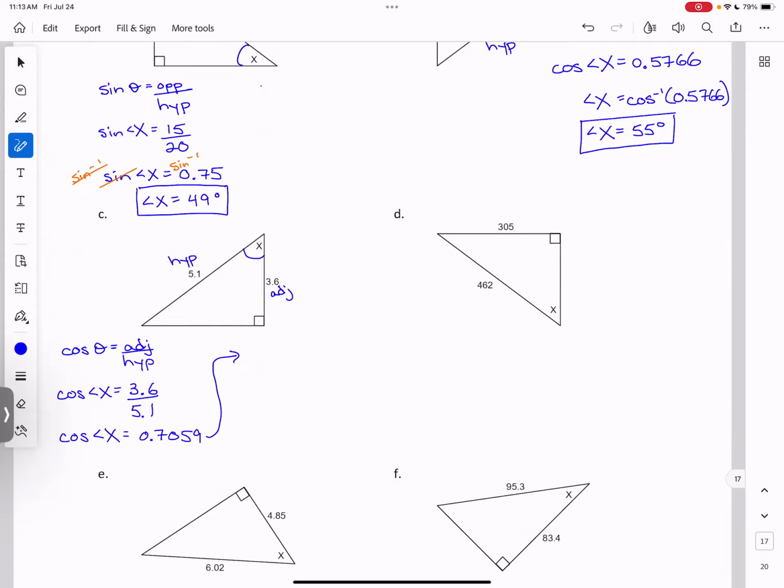And so to find angle x then, I'm going to take the cosine inverse of both sides. So I'm going to take the cosine inverse of that decimal answer. And once again, I just leave the whole thing stored on my calculator to make it very exact. And so I do cosine inverse of my previous answer, and I get 45 degrees to the nearest degree.